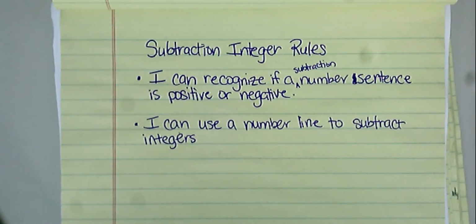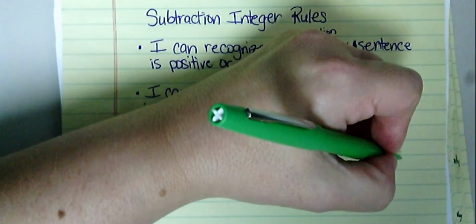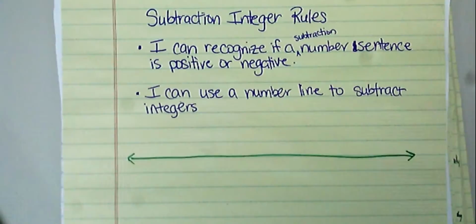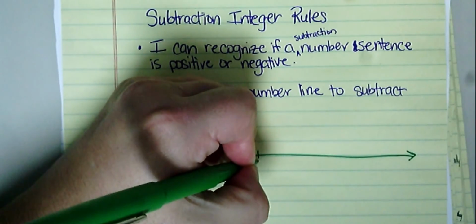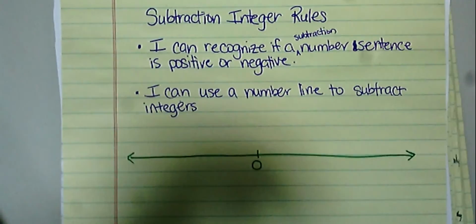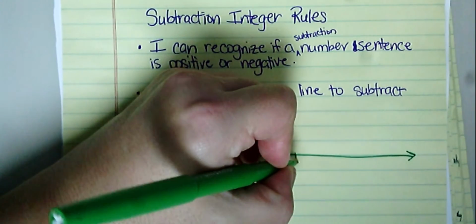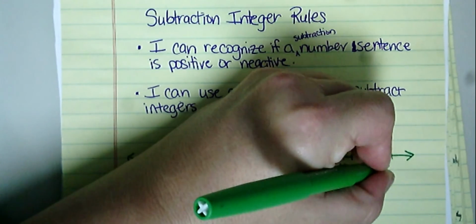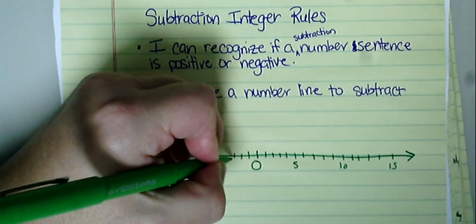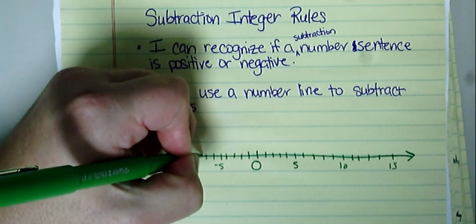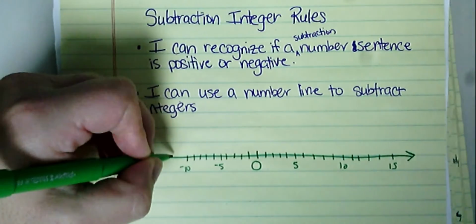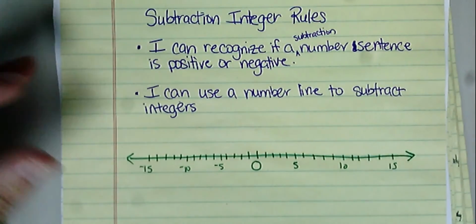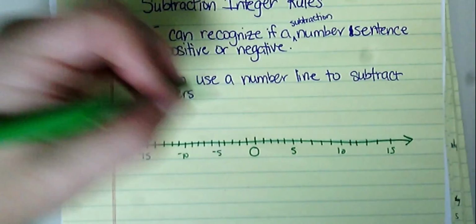The first thing I want you guys to understand, I'm going to draw a number line, is that subtracting is a lot like adding, okay? Subtracting means take away. Here's my number line. 1, 2, 3, 4, 5, 6, 7, 8, 9, 10, 11, 12, 13, 14, 15. Okay, so I have a number line from 15 to negative 15 with 0 in the middle.